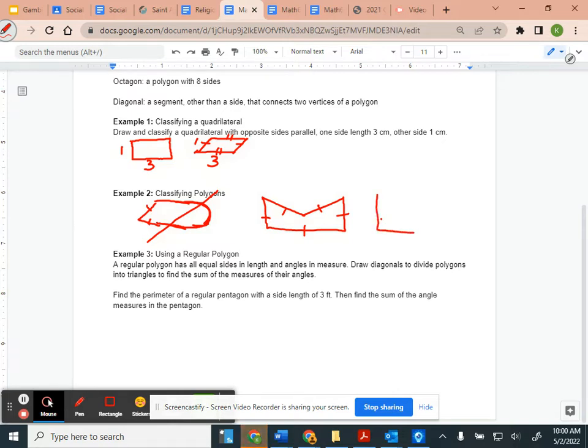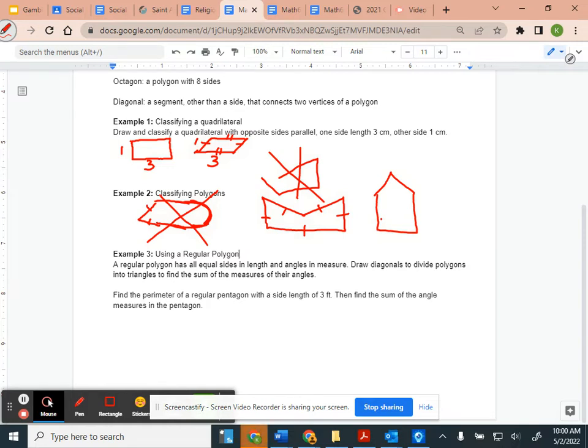Pentagons don't always have to look the same. If it has 5 sides, it is a pentagon. So to classify our polygons, you have to count the sides. If it doesn't have a side because it's curved, or it doesn't have a side because it's open, it's not a polygon. If it is a closed shape with all straight line segments, count the sides to know what type of polygon it is.